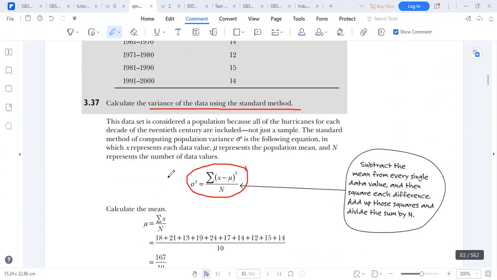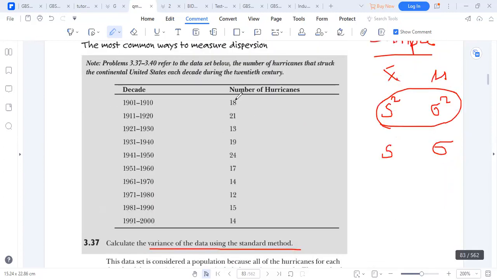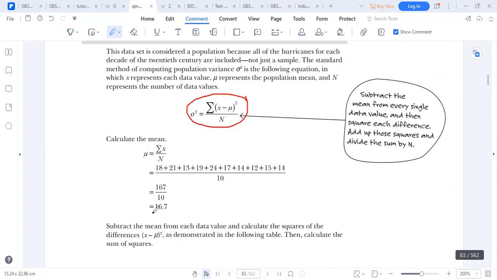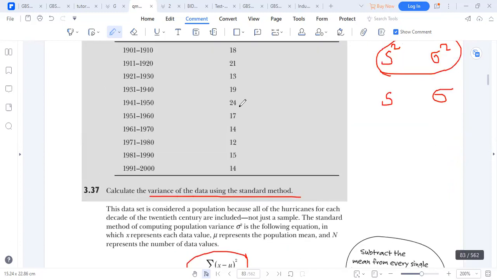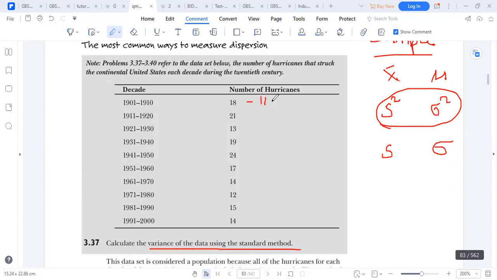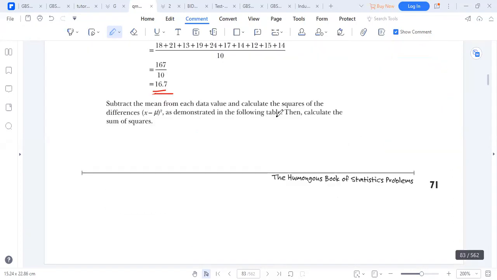First, we find the mean by adding up all these figures from 18 to 14 divided by the sample size, which is 10. So we get 16.7. So we subtract 16.7 from each one here, and then square the answer. So we subtract from each of these values: 18 minus 16.7, then we square this answer; 21 minus 16.7, then we square it. Everything we're subtracting, and we square them.